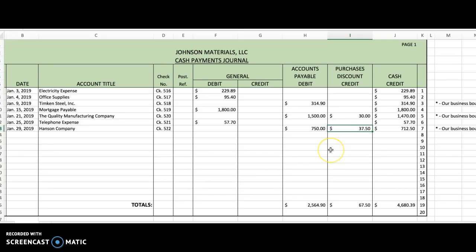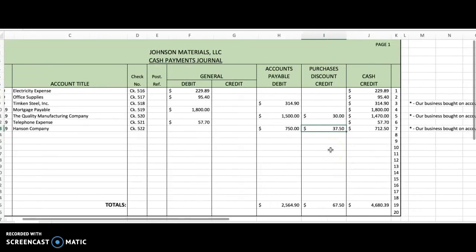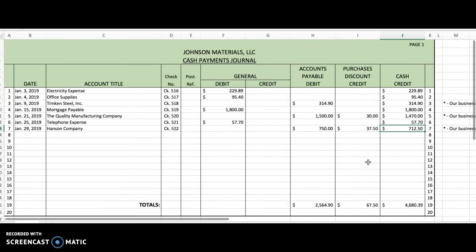But our discount is taken, and if you compute 5% of $750, you'll get $37.50. So we can deduct that from the amount that we owe. So we actually pay them a bit less. We pay them $712.50. So those are some typical transactions in the cash payments journal.